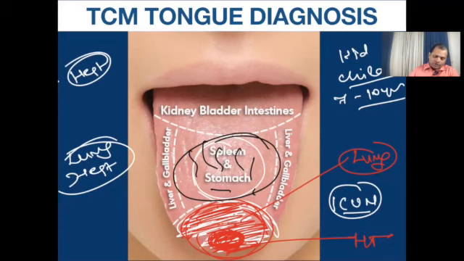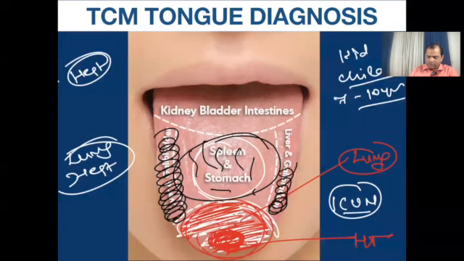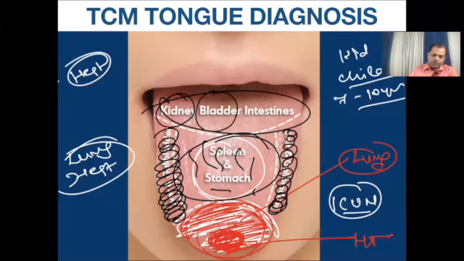Now, if you go to the sides, they represent the liver and gallbladder. We are going to discuss liver and gallbladder in detail. And the base of the tongue represents the lowermost part of the body: the kidney, urinary bladder, and the intestine. So this is just an overview. We cannot declare everything just by looking at one area. If you remember, we have to see the body of the tongue, the coating of the tongue, many things. But this is one map which also helps very well.